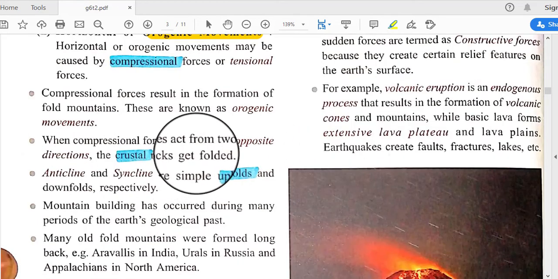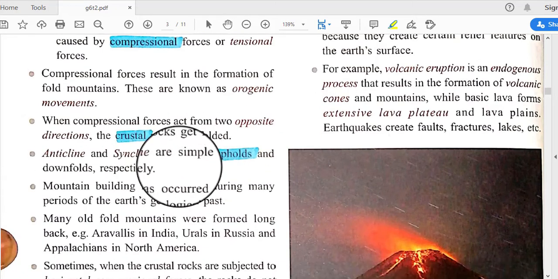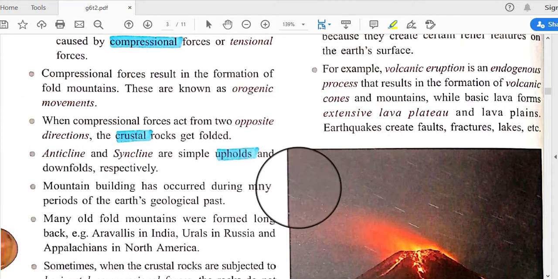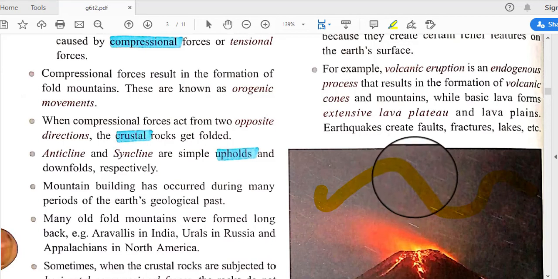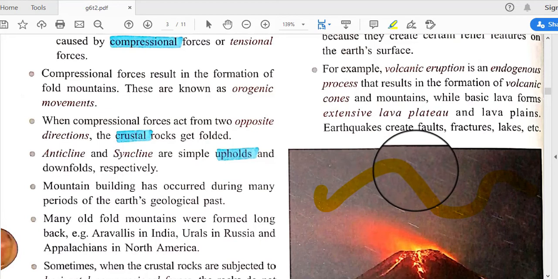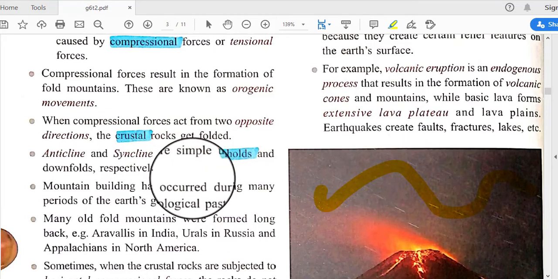When compressional forces act from two opposite directions, the crustal rocks get folded, and anticline and syncline are simple upfolds and downfolds respectively. So when any kind of fold occurs, two things actually happen: one is anticline and another is syncline. Upward features are called anticlines, and downward features are called synclines.